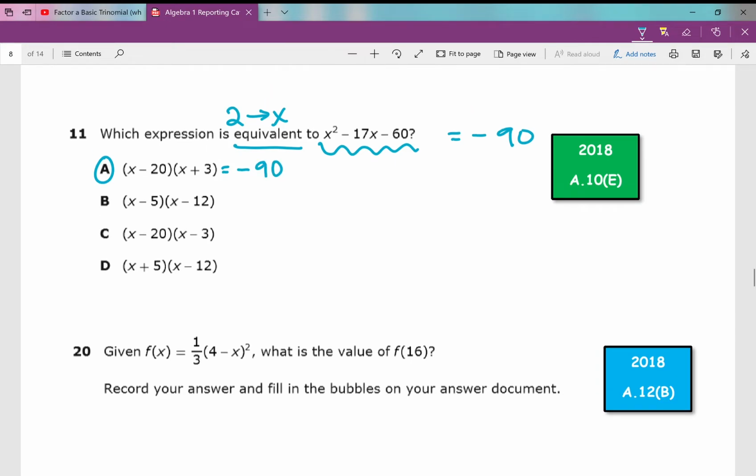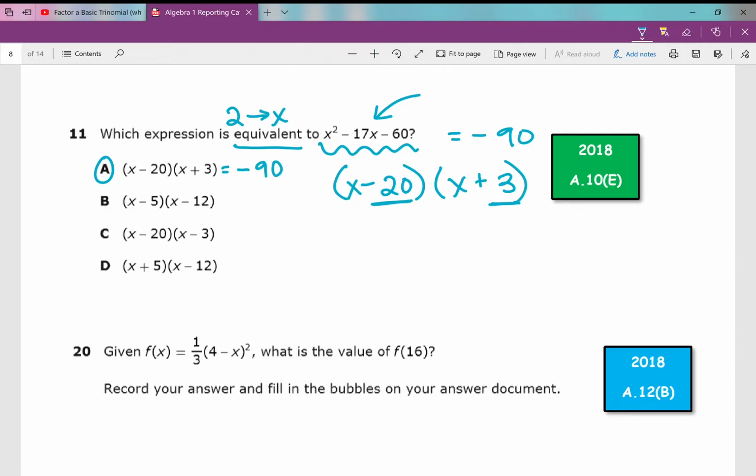So this is a factoring issue. I need 2 numbers that multiply to negative 60 that have a sum of negative 17, and those numbers are negative 20, so x minus 20, and positive 3, so x plus 3. Negative 20 times 3 is negative 60. Negative 20 plus 3 is negative 17. That's one of those basic trinomials is what I like to call them.